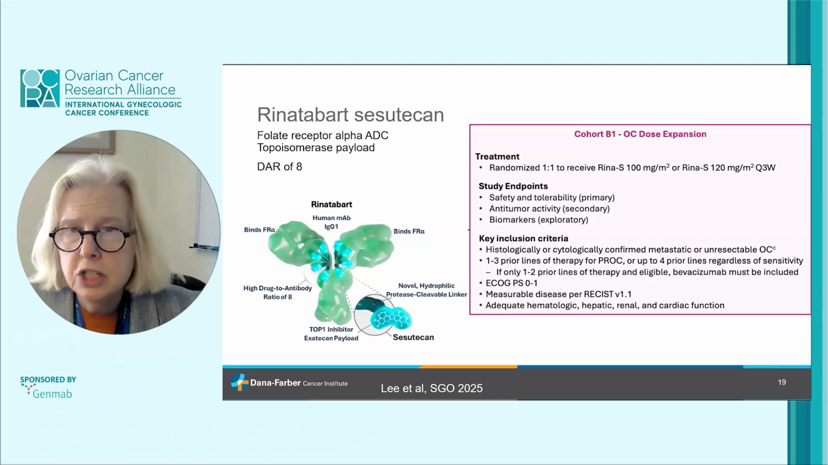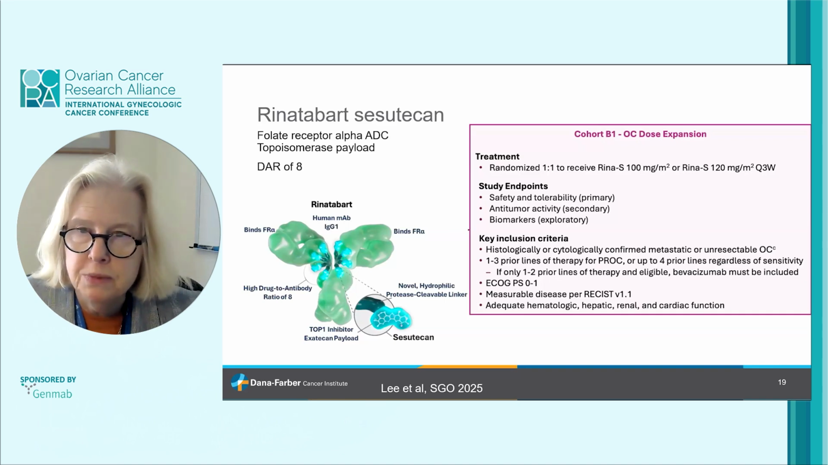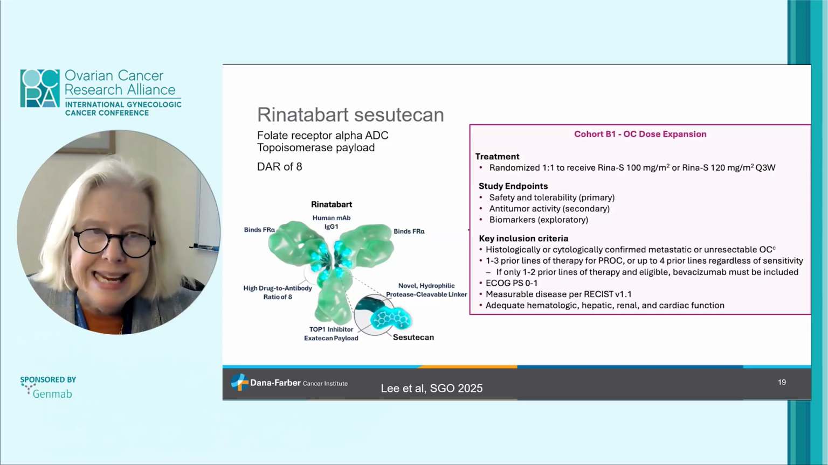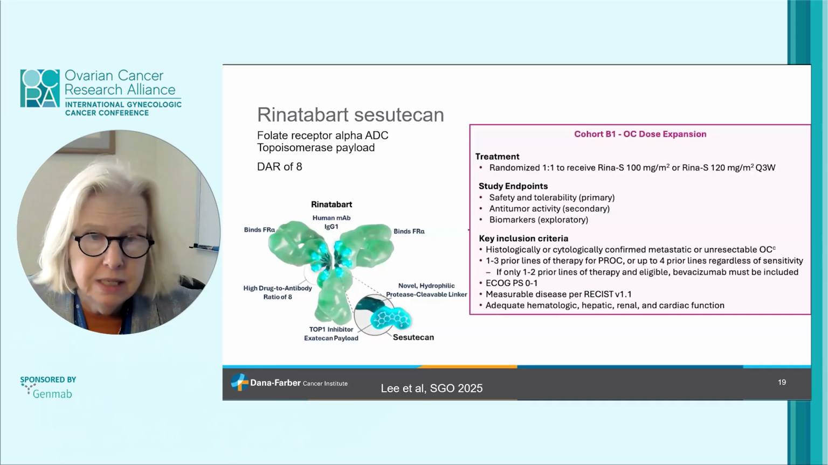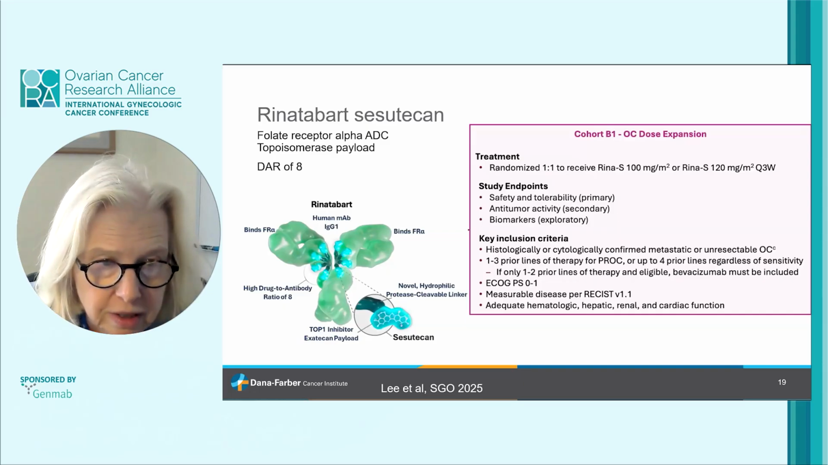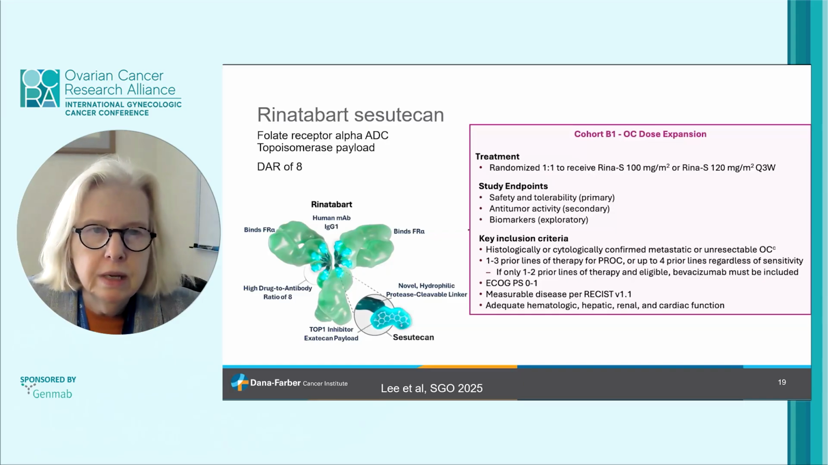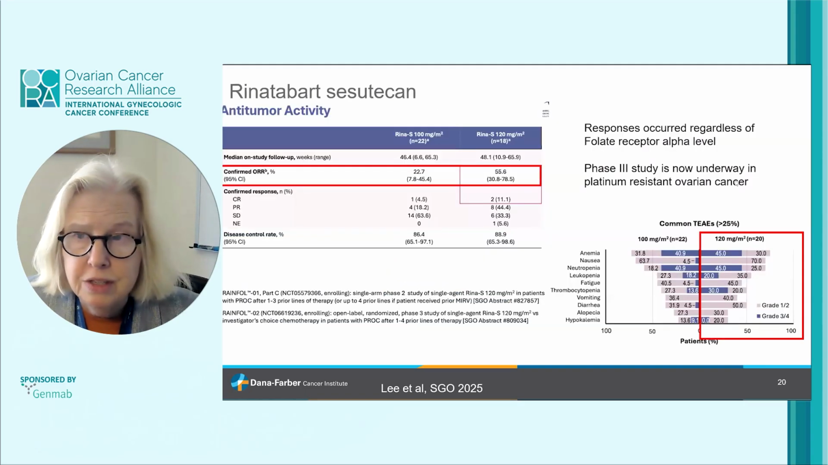I also want to point out another medication that's also targeting folate receptor alpha. It's Rinatabart sesutecan. It has a different payload than Mirvetuximab. It is a topoisomerase payload and a drug-antibody ratio of 8. These are results that one of my colleagues, Betsy Lee, presented at the Society of Gynecologic Oncology meeting in Seattle just this year. This was a dose expansion study randomizing patients with platinum-resistant ovarian cancer to either 2 different doses, 100 or 120 milligrams per meter squared. And these are the results.